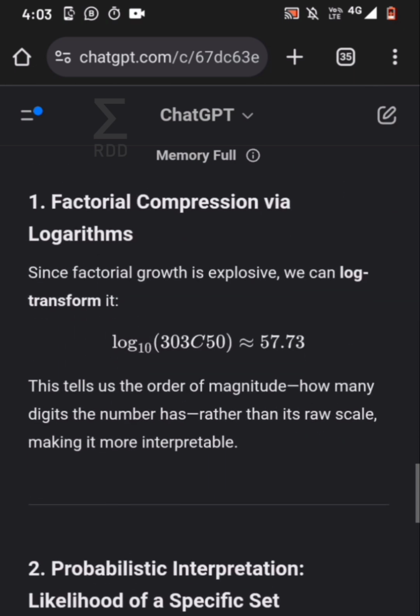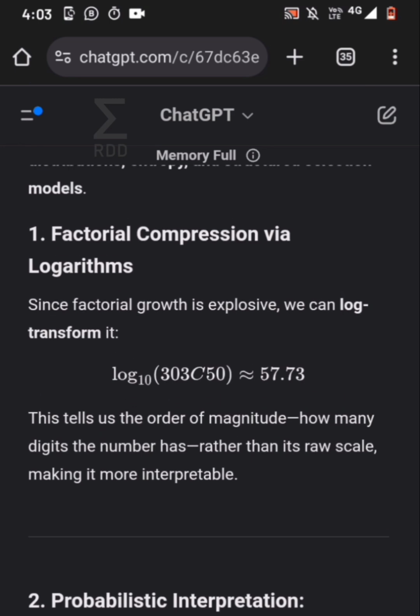1. Factorial compression via logarithms. Since factorial growth is explosive, we can log transform it. Log10 of C(303,50) is approximately 57.773. This tells us the order of magnitude, how many digits the number has, rather than its raw scale, making it more interpretable.